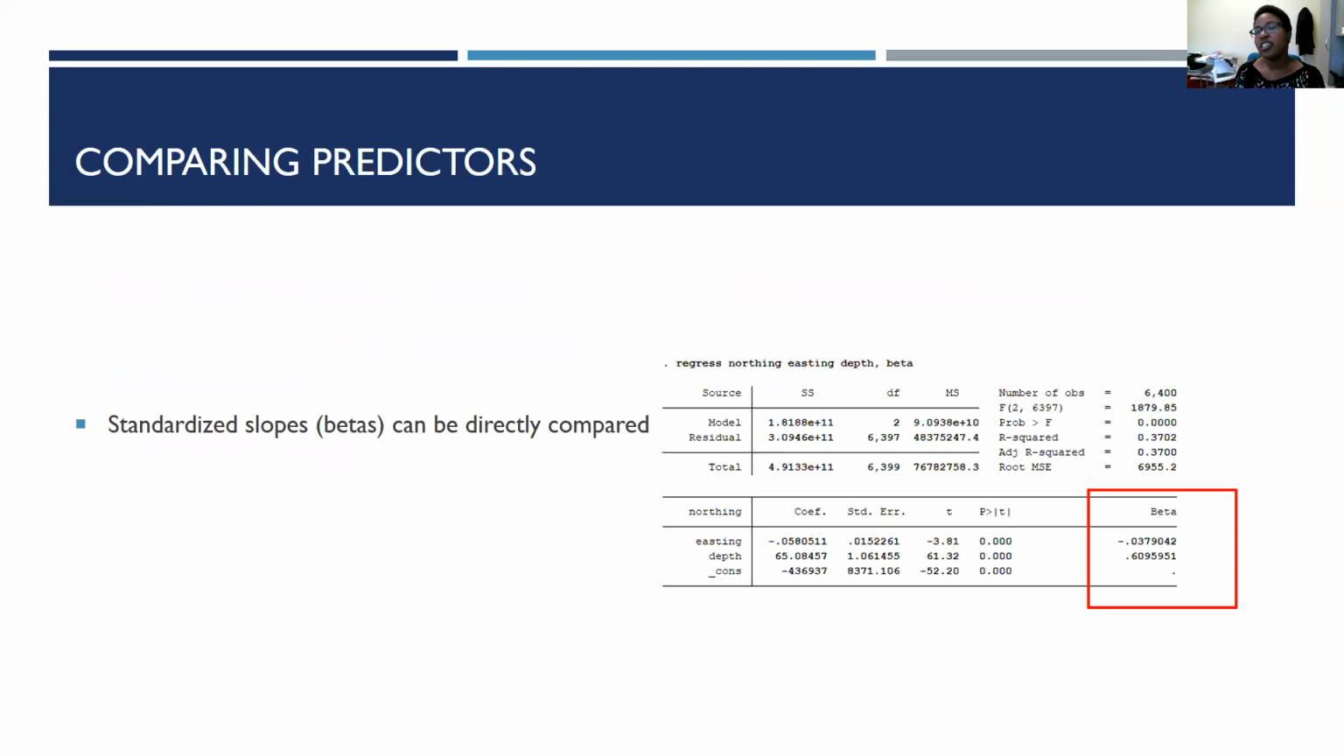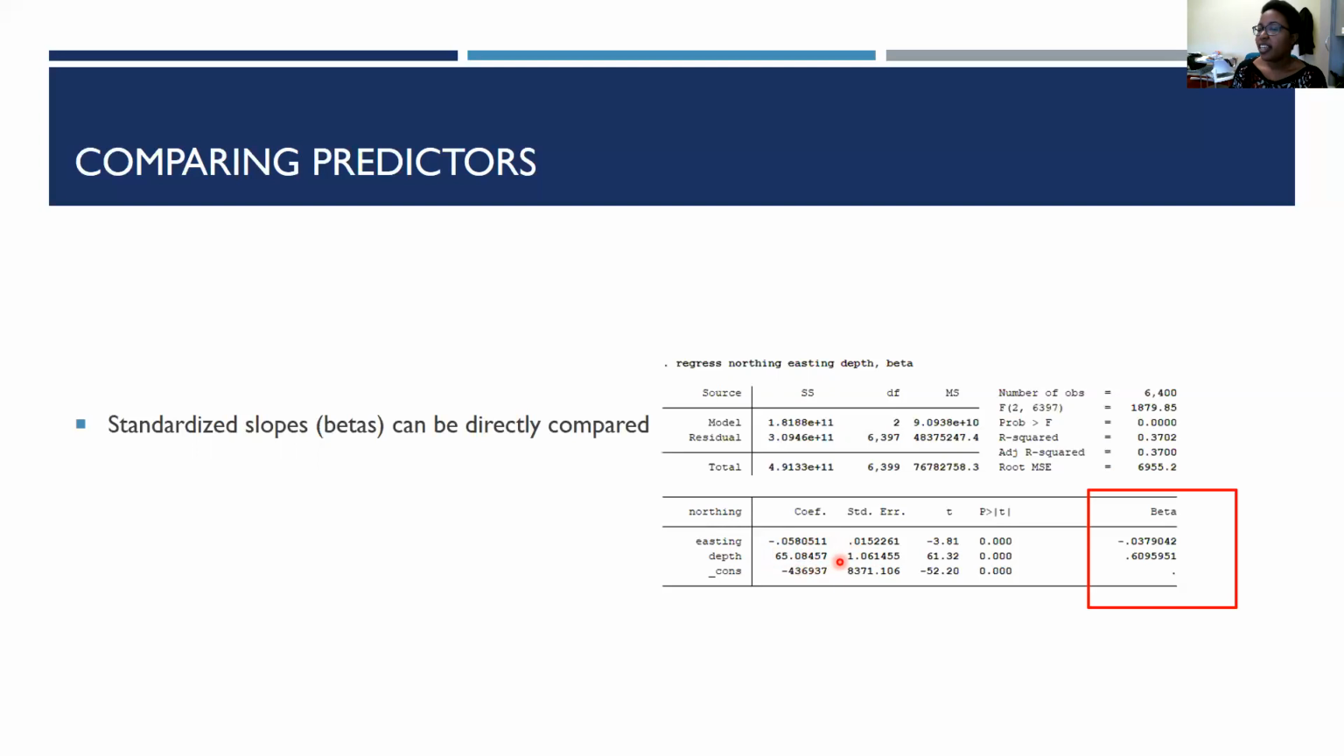So then our third reason to include other variables in your model is that you can compare the two effects, or three effects, or however many you have. All right, so let's look at these slope values for easting and depth here. This is an analysis looking at houses and how they're built or something like that, right? If you just look at these two numbers, can you tell which one has a bigger effect on northing? Not really, because they're on different scales, right?